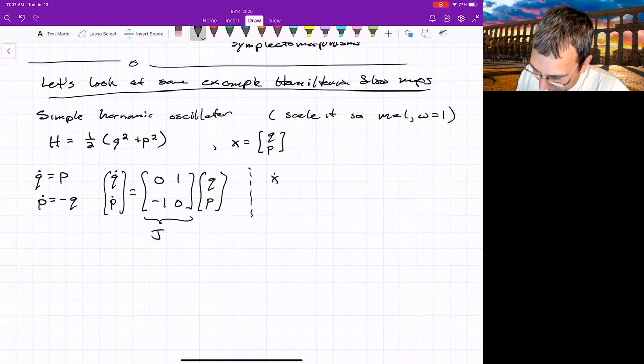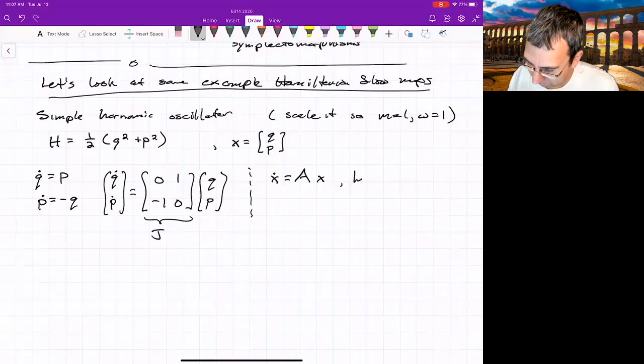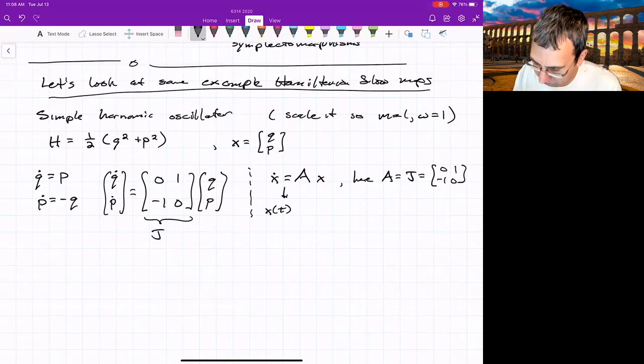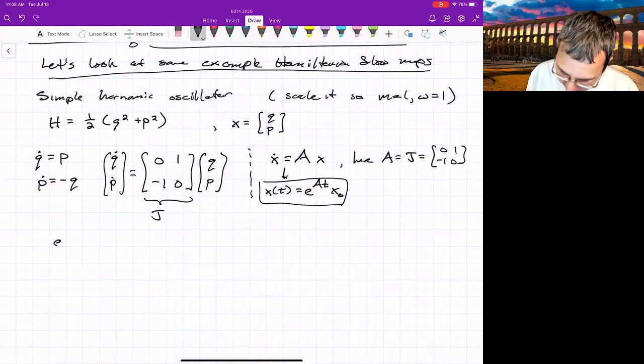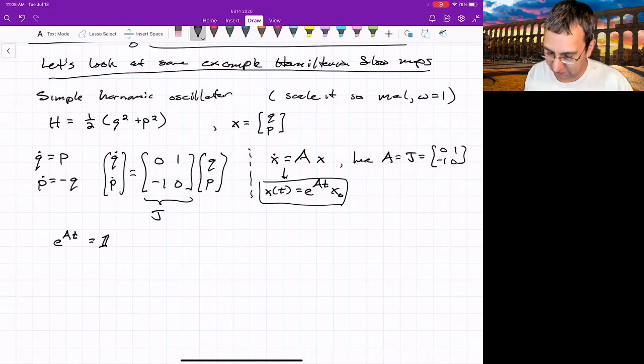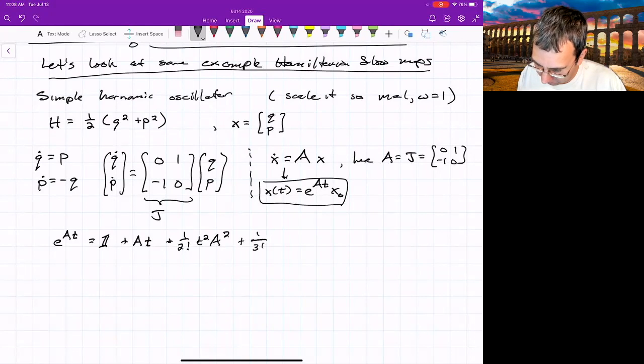In general, if x dot equals just a matrix times x, we know how to solve that. Here, A equals J, which is 0, 1, negative 1, 0. The general solution is x equals e to the At times the initial condition. And here we have A equals J. So e to the At, by the definition of the exponential of a matrix, is the identity plus A times t plus 1 over 2 factorial t squared A squared plus 1 over 3 factorial t cubed A cubed, and so on.